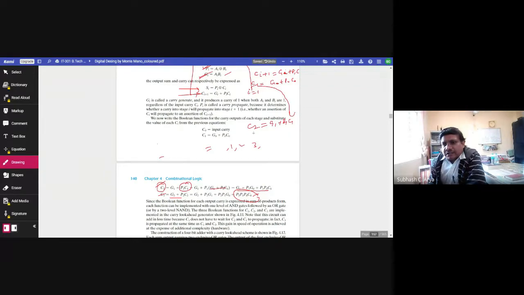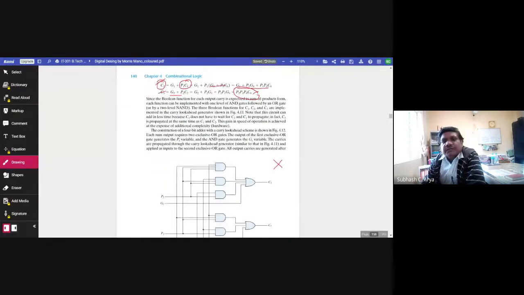Then i is equal to 2, and we will get C2. So we can write here C3 equals G2 plus P2 C2, and C2 can be written in terms of the previous expressions. This is how it is written here.